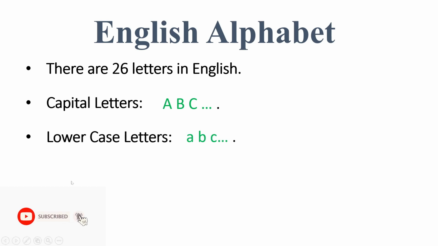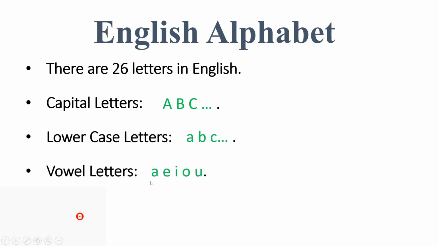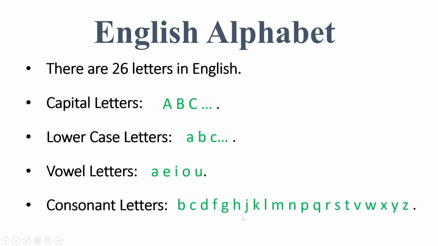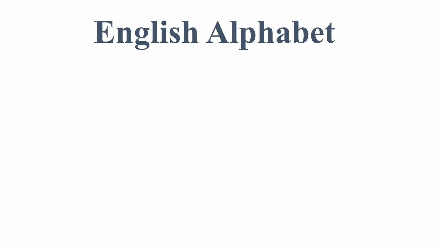In the English alphabet there are 5 vowel letters: A, E, I, O, and U. These 5 letters are called vowels. The others are consonant letters. These are the consonant letters in the English language. Now let's continue the lesson and practice the pronunciation of English letters.